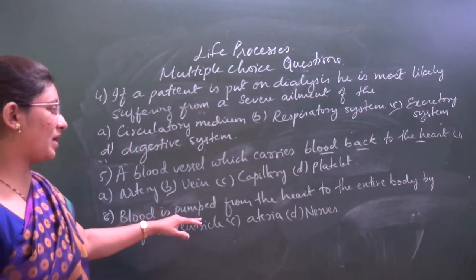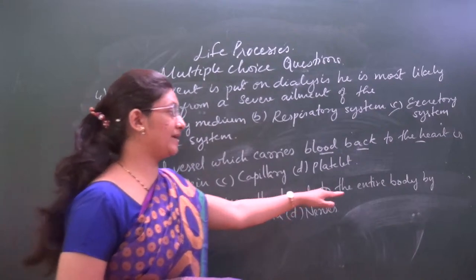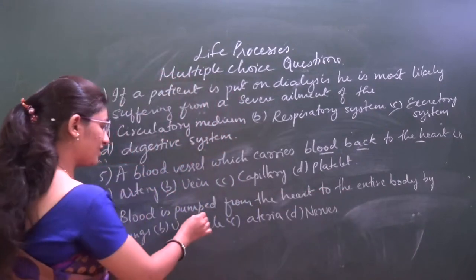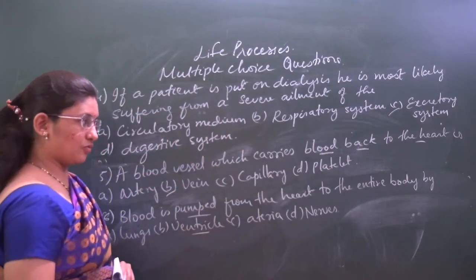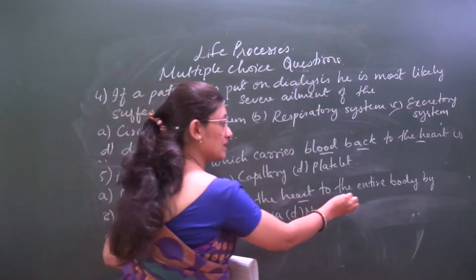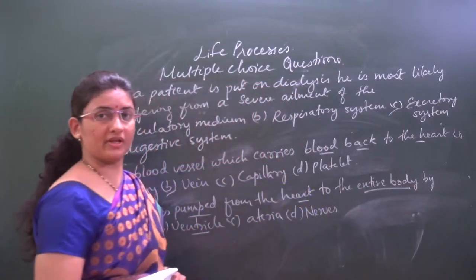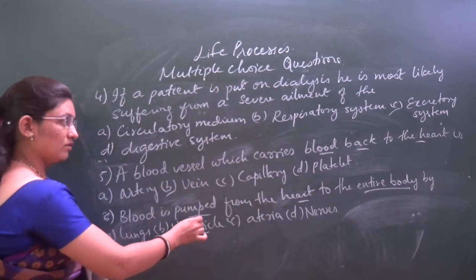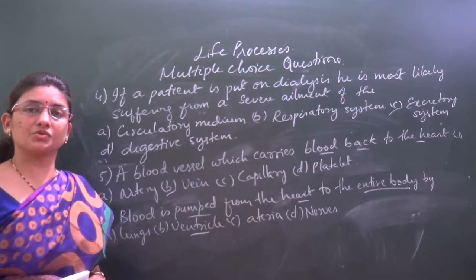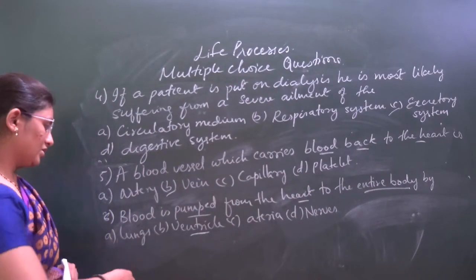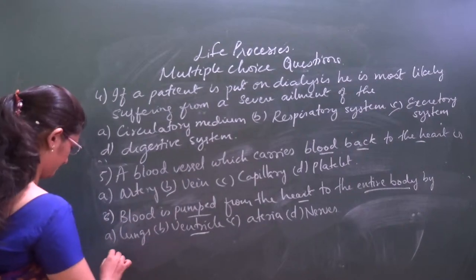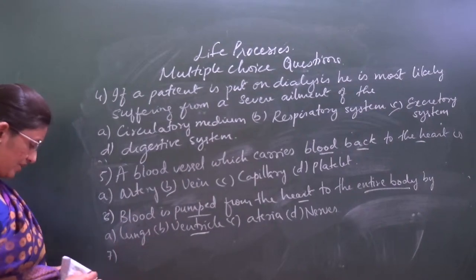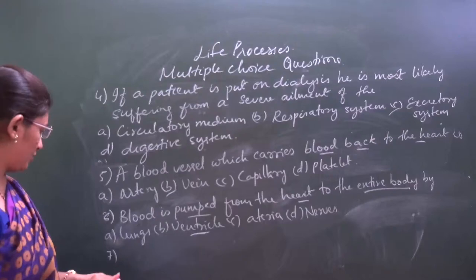So the blood is pumped from the heart to the entire body. Pumping of the blood is done by the ventricle, of course, and from the heart it is taken to the entire body through the arteries, through the aorta. So your answer should be the ventricles. The next question, you come in first.